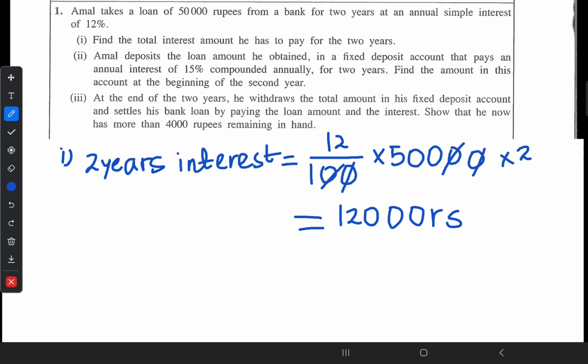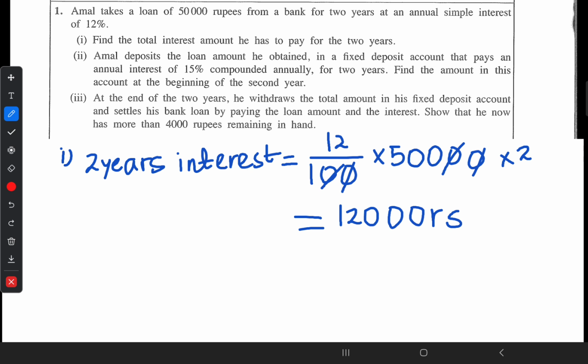In the second question, Amal deposits the loan amount he obtained in a fixed bank deposit account that pays an annual interest of 15% compounded annually for 2 years. Find the amount in the account at the beginning of the second year. Okay, he is doing a good business. He borrowed the loan from a bank at a low interest percentage, so he is going to deposit that amount in another bank in a fixed deposit.